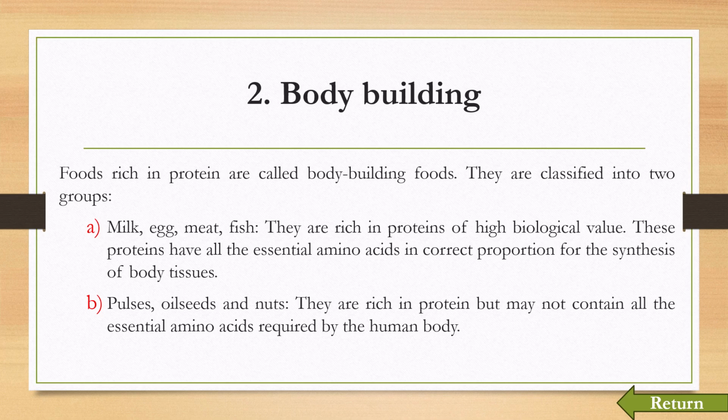Plant sources such as pulses, oilseeds, and nuts. They are rich in proteins but may lack one or more essential amino acids. Thus, combining plant and animal protein sources ensures the body gets complete nutrition for building muscles and repairing tissues.